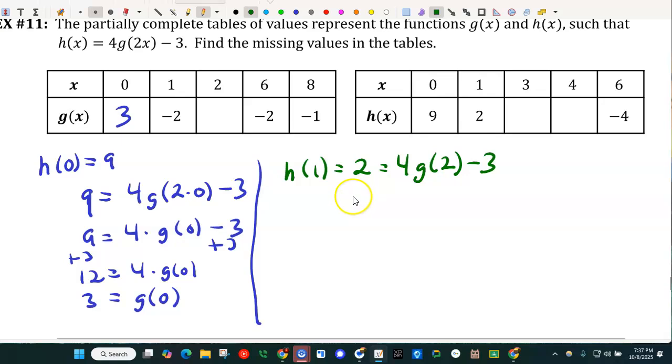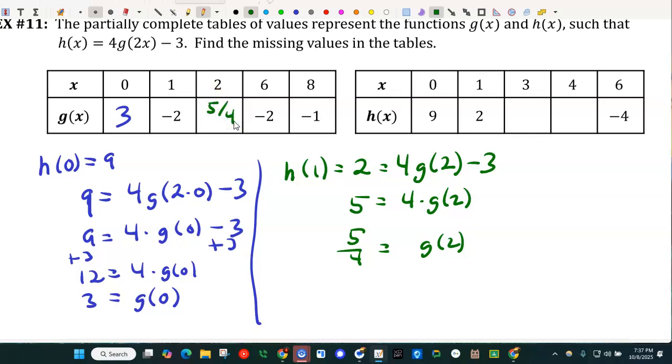That's it. So I can, again, work backwards here. So I'm going to add 3 to both sides and get 5 equals 4 times g of 2, and divide both sides by 4. 5 over 4 equals g of 2. So I know this is 5/4. All right. Can you find out what the next one is?